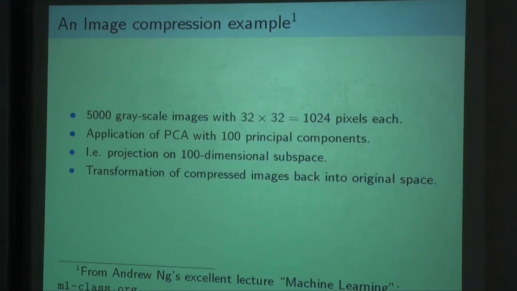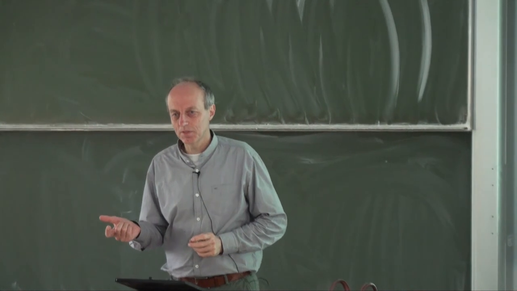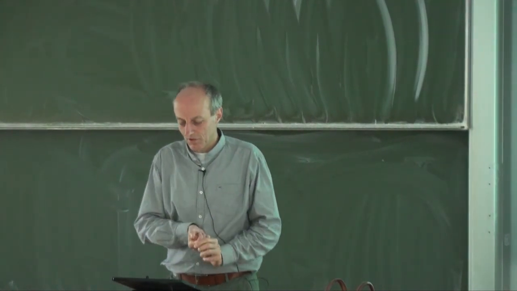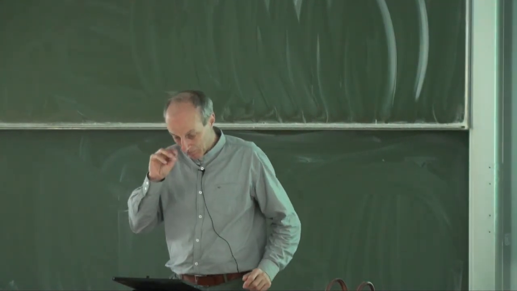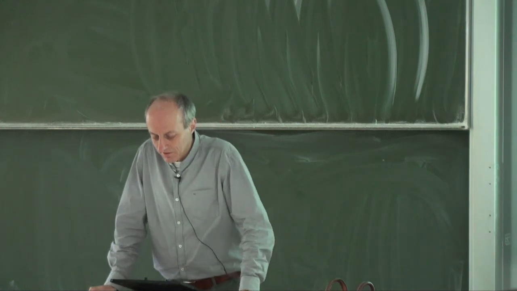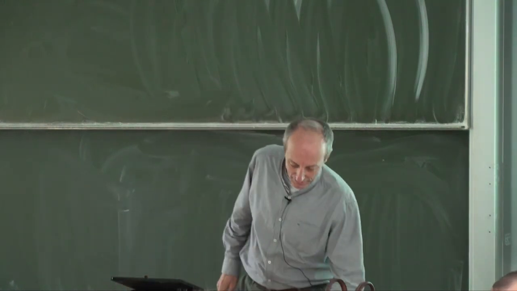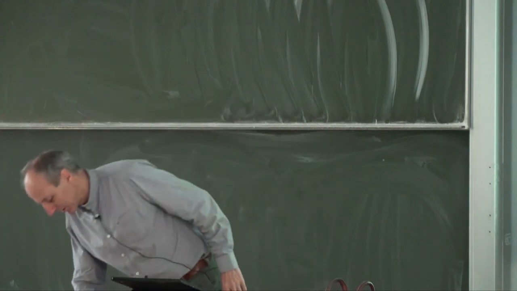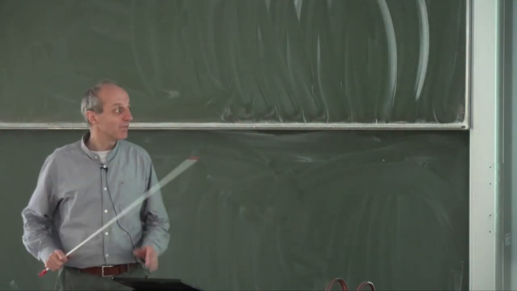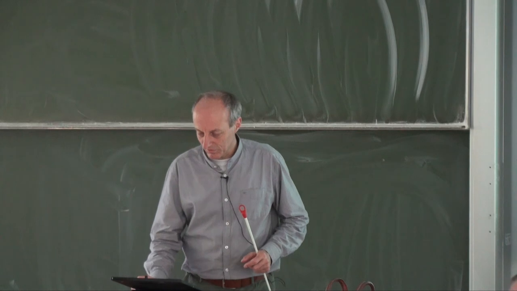What we do now is an addition to the PCA chapter. It's another example of principal component analysis, and it's kind of a typical example. It's about image compression. Maybe we start with the next lecture.